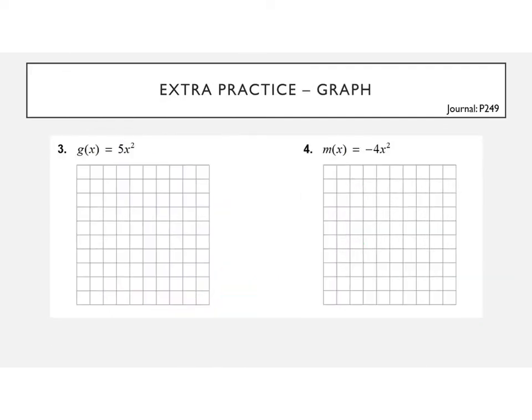All right, so on page 249 of your journal, we're going to start out by graphing. And the way that you are always going to graph is you are going to make a table. So our table looks like this. We have our x's and our y's, and you are just going to basically randomly select x's, plug them into your equation, see what you get for y. You're going to make ordered pairs, and you're going to graph them.